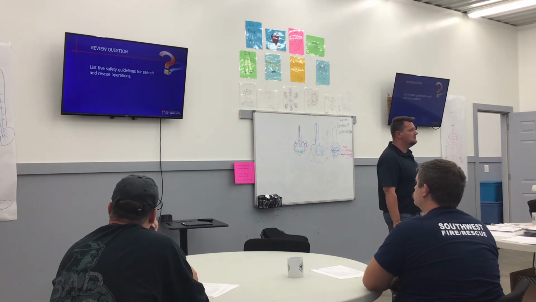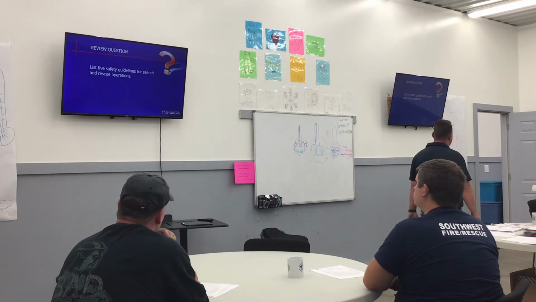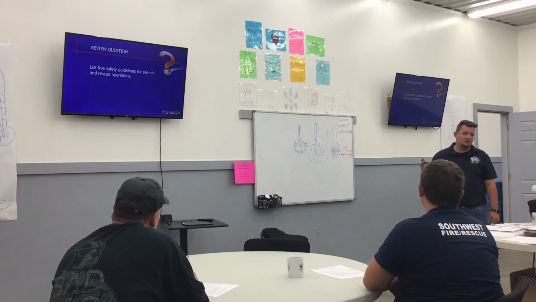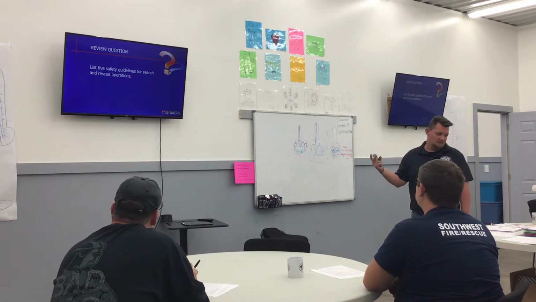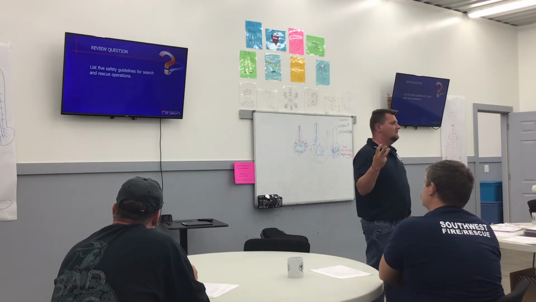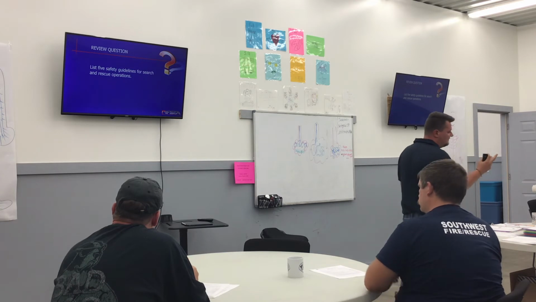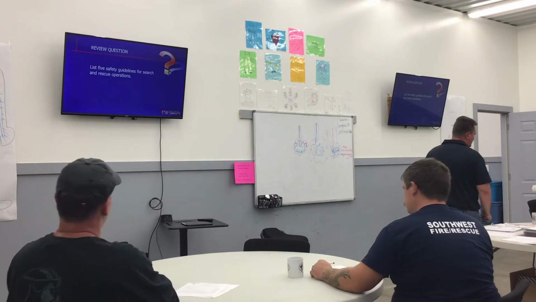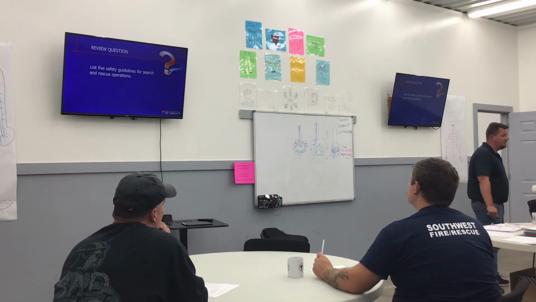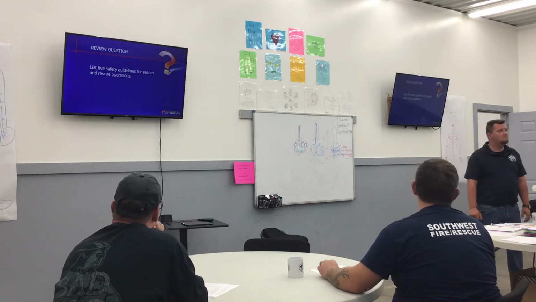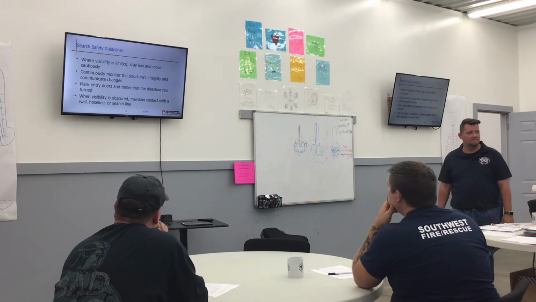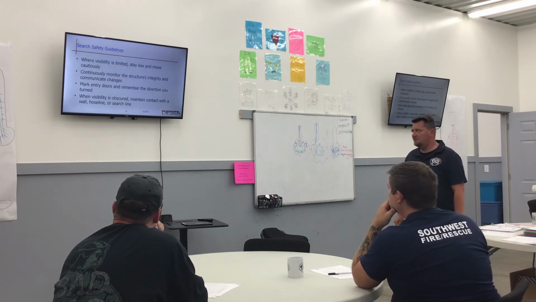So what are some safety guidelines for search and rescue? Keep in contact with the partner. Keep in contact with IC. What else? Wear full SCBA and PPE. Make sure your PASS device works. Make sure doors are closed behind you. Mark doors that you go into.